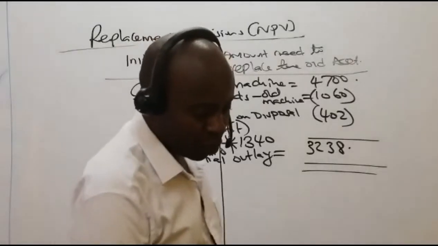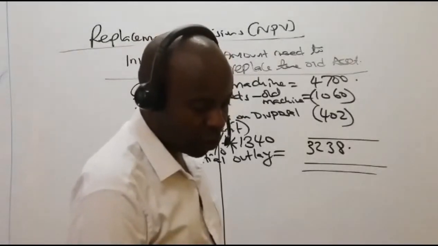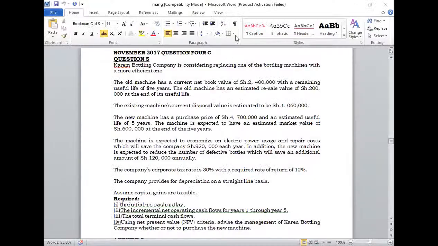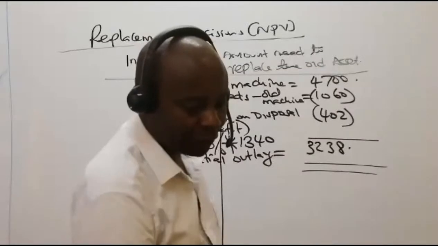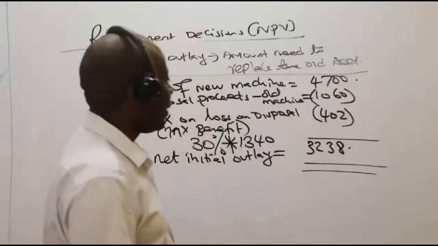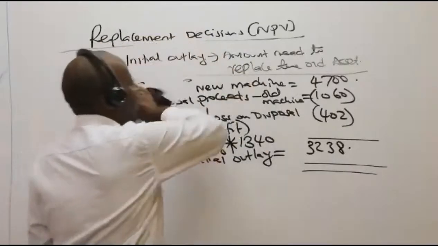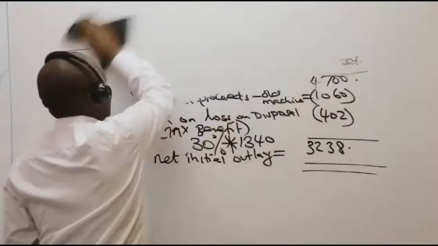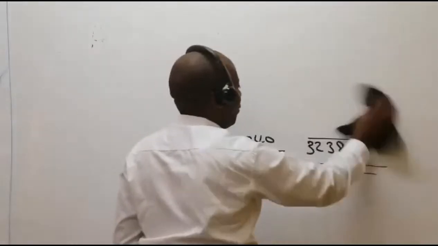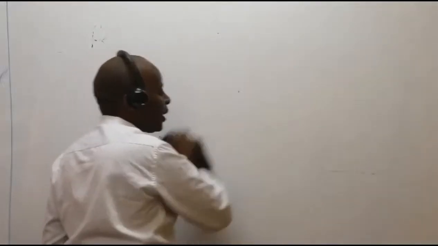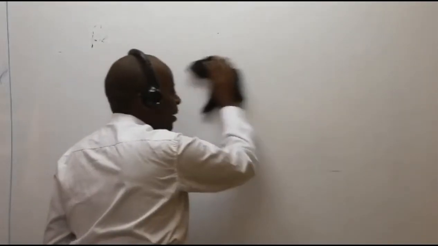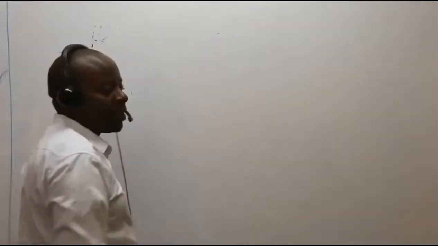So Roman 2 of this question is quite an easy one. They want us to give them the incremental net operating cash flows. So they want us to give them the operating cash flows. So how do we get operating cash flows? I can grab this. As we operate these machines, the first thing that I'm able to see here, ladies and gentlemen, is depreciation.